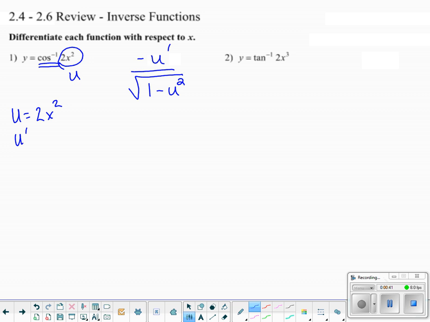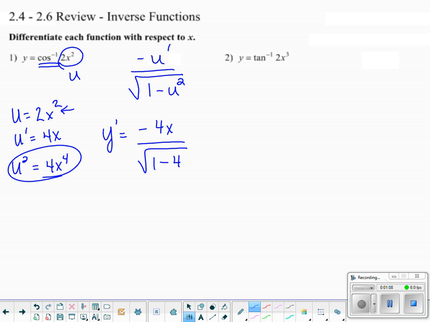Some of you like to do this little bit of work off to the side. That would be 4x, and then u squared would be back squaring the u's, so that would be a 4x to the fourth. And now, really, it becomes just following the pattern of the derivative of arc cosine. And so I want u prime, the u prime would be a 4x over the square root of 1 minus u squared, which was 4x to the fourth.